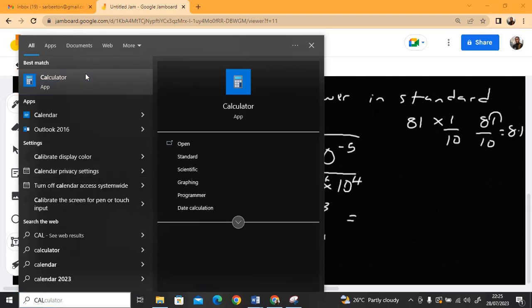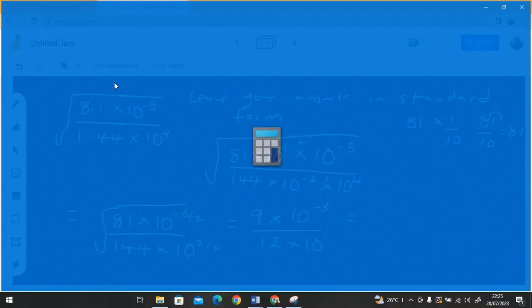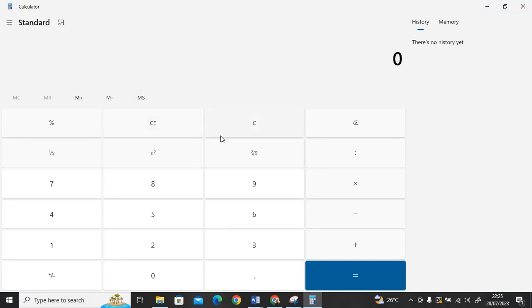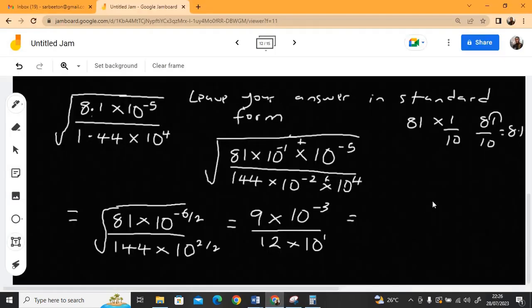So when I divide 9 divided by 12, that gives us 0.75. So 9 divided by 12, we have 0.75.